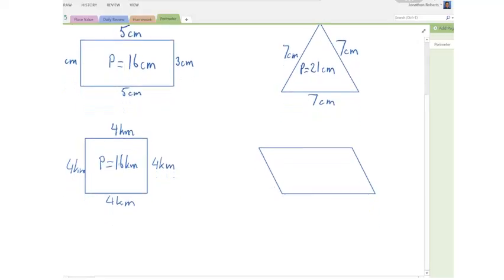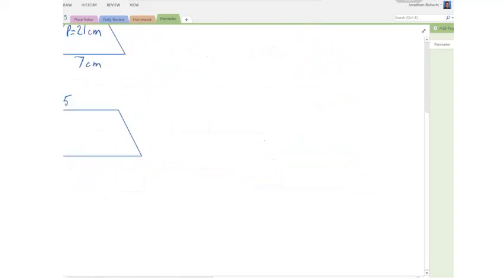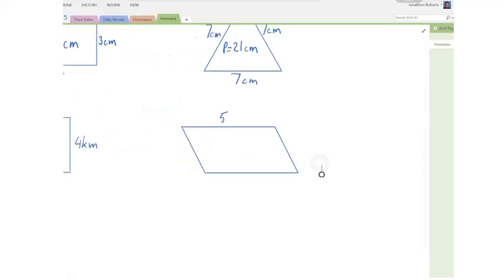You may have a slightly odd shape like this one, but our method is still the same. We measure the distances around the outside, and let's say this one is 2. That's not to scale, but you understand. We measure the outside distances and we add them all together. This time our perimeter will be 14 centimeters.